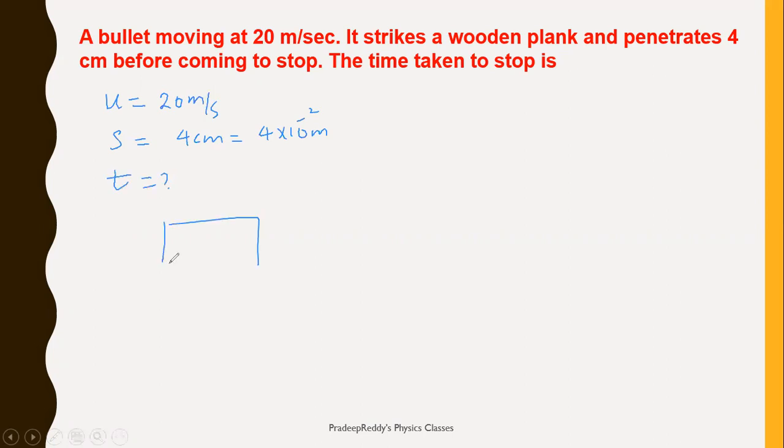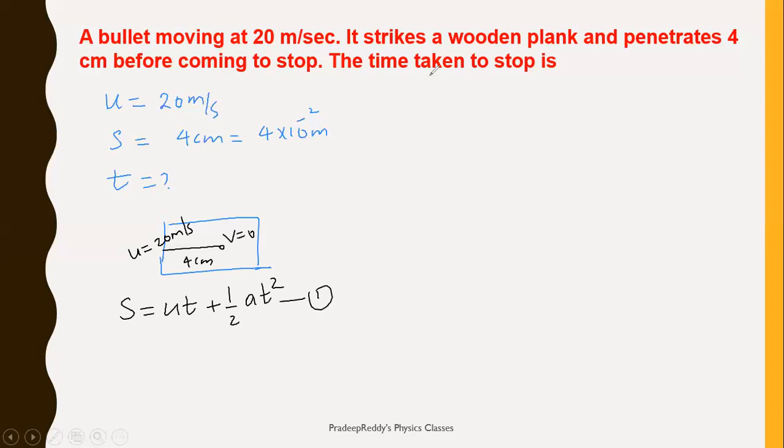Now clearly, here is a wooden plank, and in this wooden plank, the bullet is traveling a distance of 4 centimeter, and finally it comes to rest. That means v is equal to 0. Initial velocity is mentioned as 20 meter per second. Distance is known to you, v and u values are known to you. From here you should find out time taken. In order to find out time taken, s is known to you. You can use this equation. S is equal to ut plus half at square.